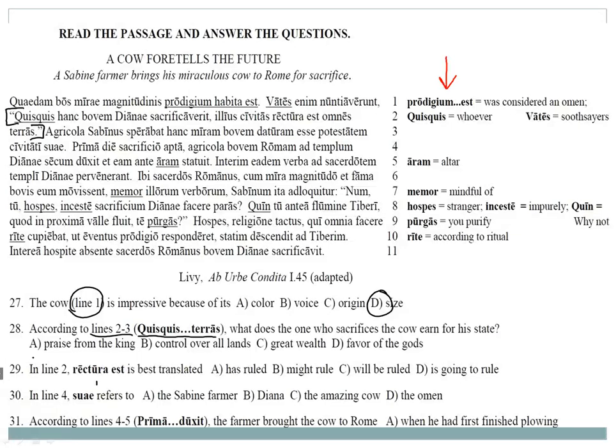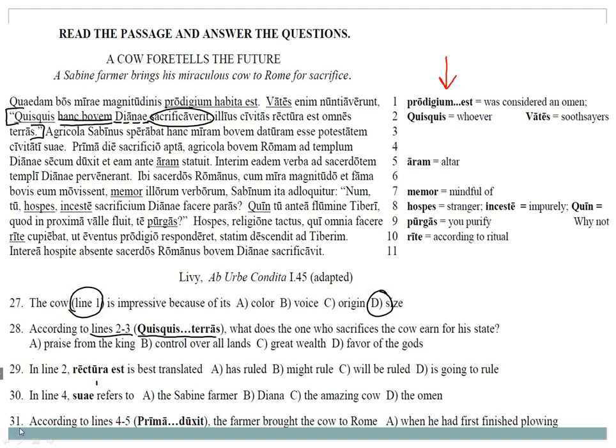It's great. What does the one who sacrifices the cow earn for his state? So let's look at our possible options first, and then we can run through the Latin briefly to see if there's anything that stands out. Possible options are praise from the king, control over all lands, great wealth, or favor from the gods. So if I'm looking at this sentence, it stands out to me, something about being sacrificed. Diana stands out to me. It's got to be sacrificing to Diana. This cow, I know that bovine is pertaining to a cow, so it's probably cow. But that doesn't help me too much.